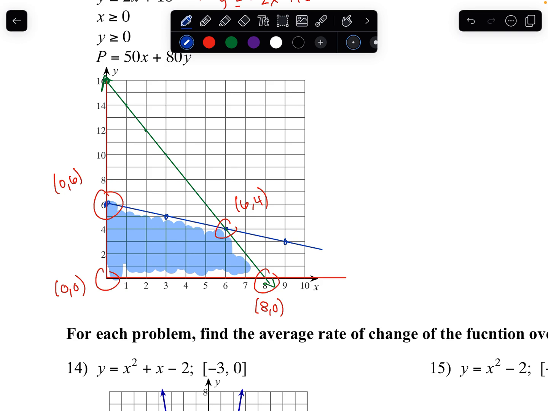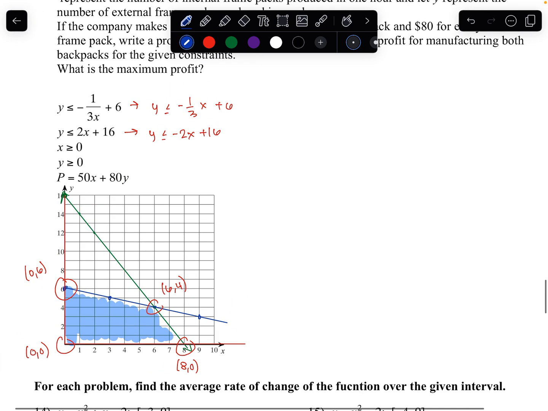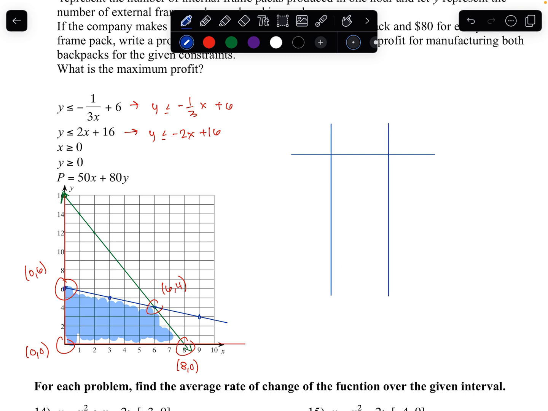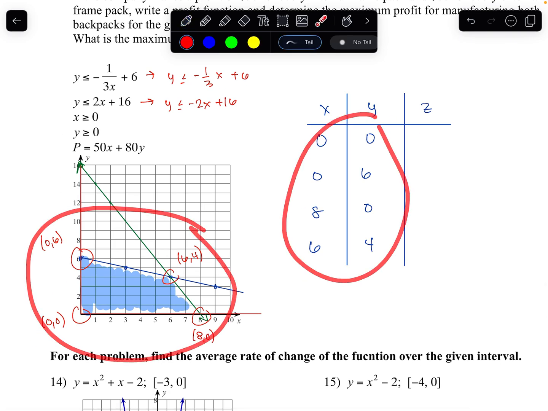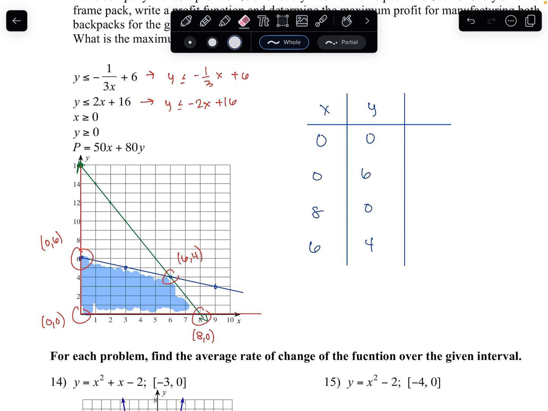Now what I'm going to do to find the maximum profit of these constraints is I like to make a table of x, y, and z. For x and y, we have 0, 0, 0, 6, 8, 0, and 6, 4. So we're going to plug these values for x and y to find the maximum profit. So I guess I shouldn't really say z right here. We should say p.